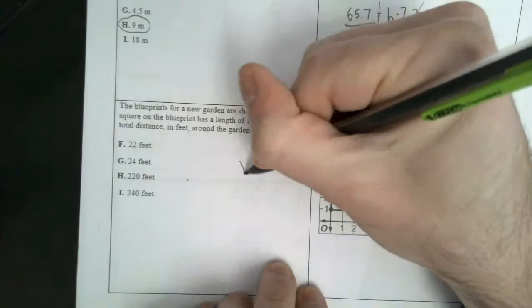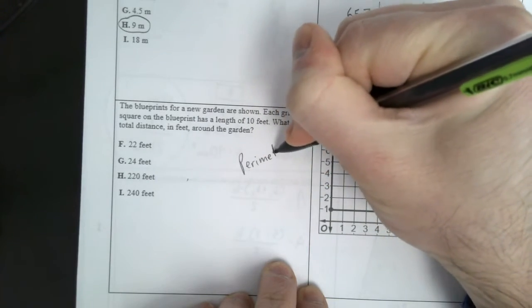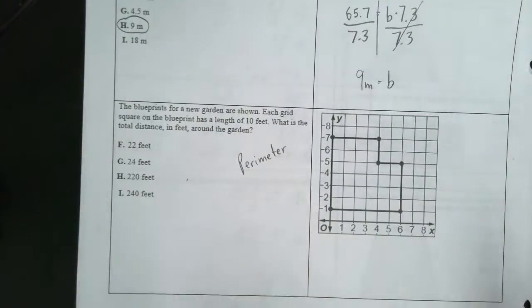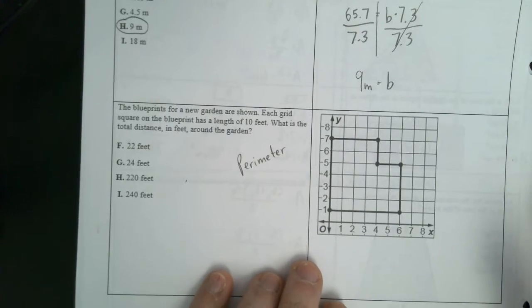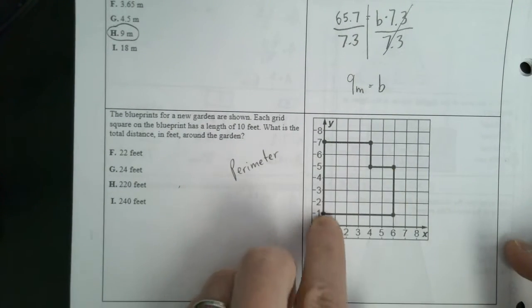So we're not talking about the area. We're talking about the perimeter. This is a perimeter question. Distance around. So first we have to figure out what the side lengths are. So I'm going to go around and number these side lengths.